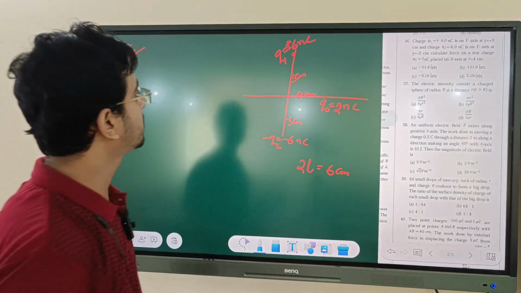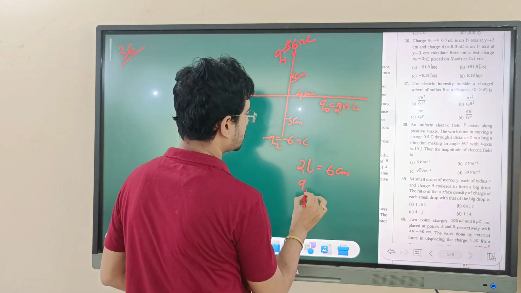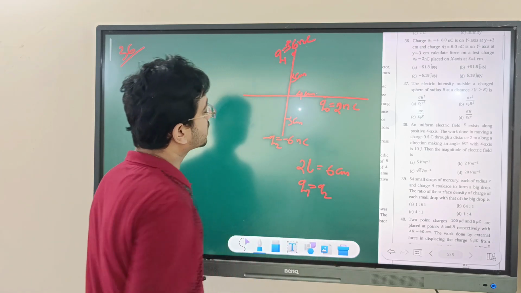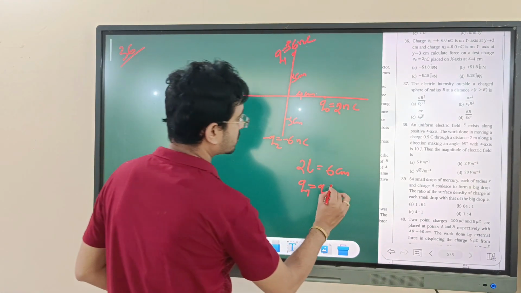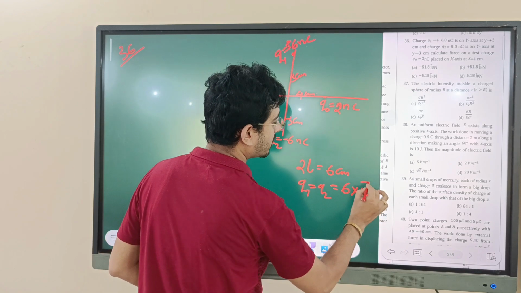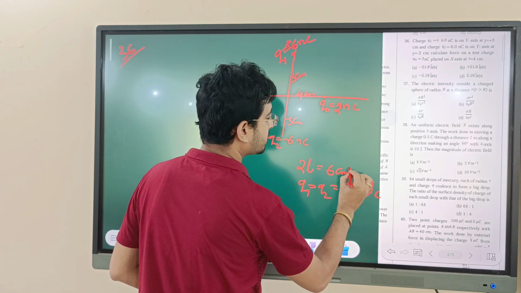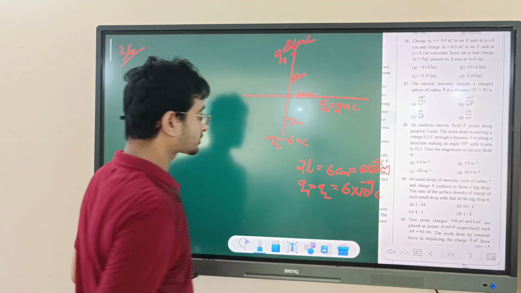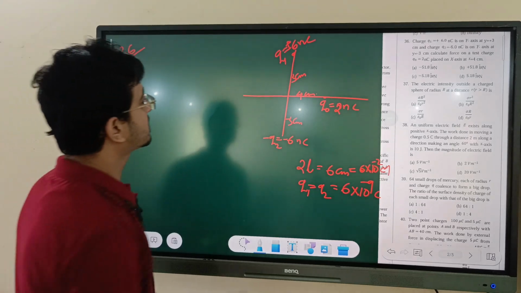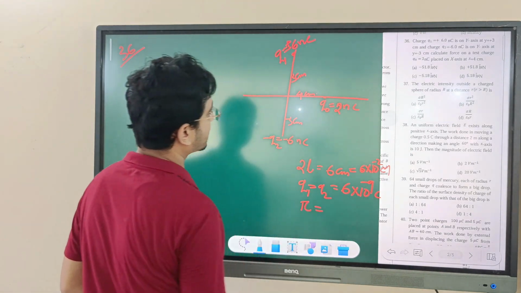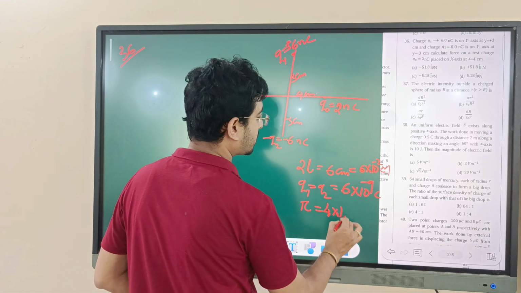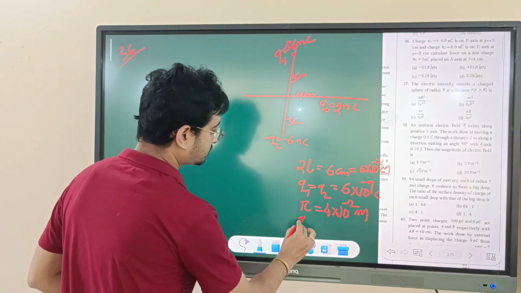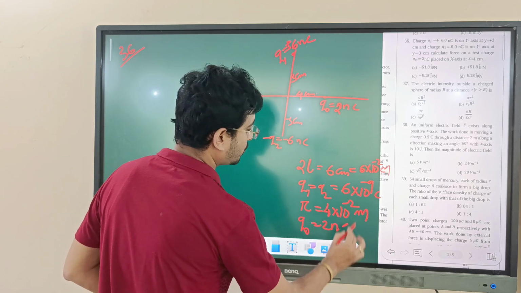2L equal to 6 centimeter, and the magnitude of those charges Q1 or Q2, both having the same magnitude, will be equal to 6 nano. Nano means 10 to the power minus 9 coulomb, and centimeter means this is 6 into 10 to the power minus 2 meter. Then this distance is R. R is equal to 4 centimeter, that is 4 into 10 to the power minus 2 meter. And Q0 will be equal to 2 nC.